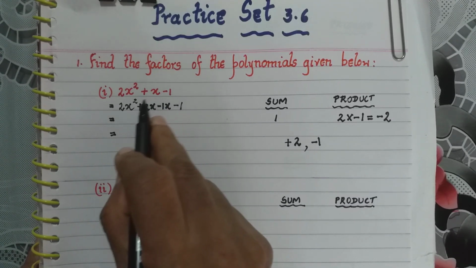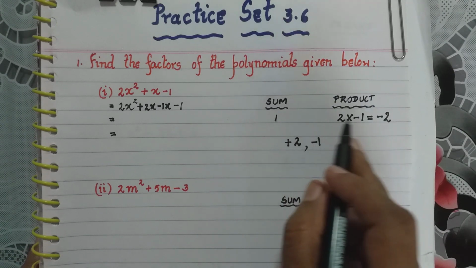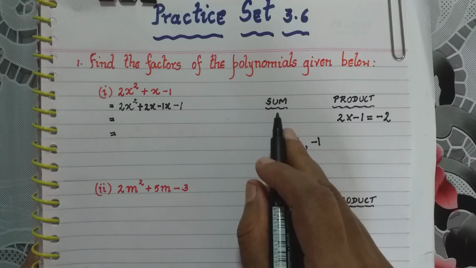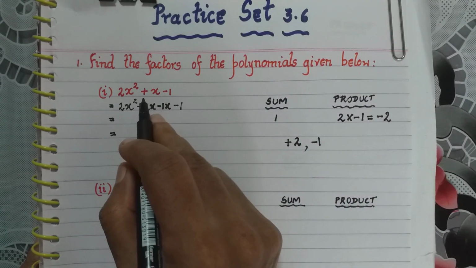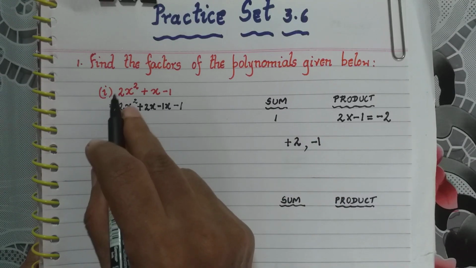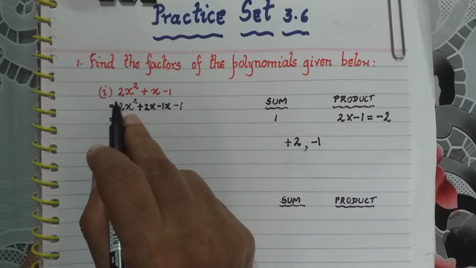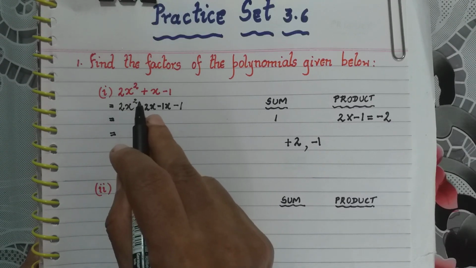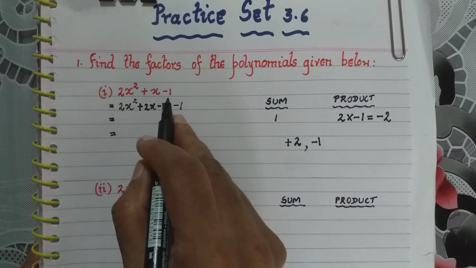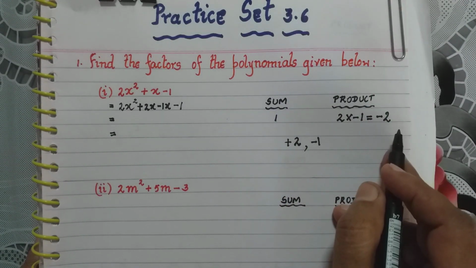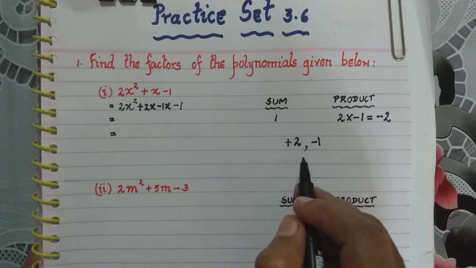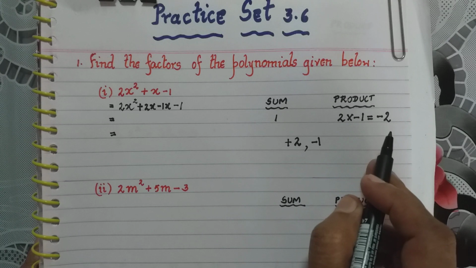But to write this 2x minus 1x, I have to do this working here, that is of sum and product, where the sum is nothing but the coefficient of the x term, which was 1, and the product is nothing but the product of the coefficient of the x square term and the constant term, which is 2 and minus 1. 2 into minus 1, which is minus 2. So I have got here the sum as 1, product as -2.